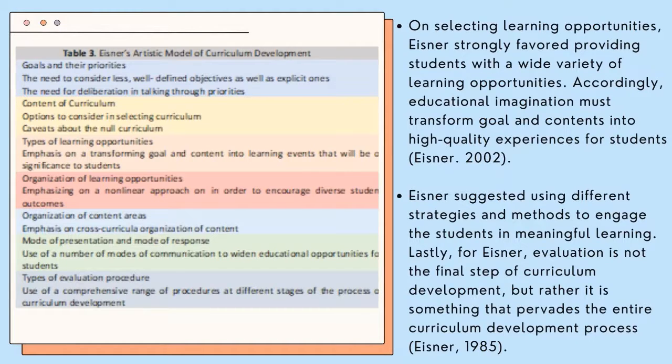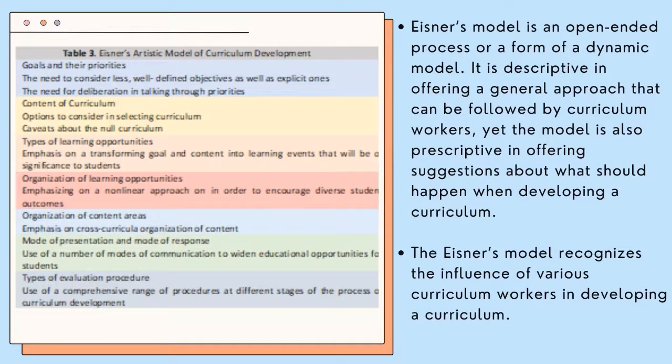Types of evaluation procedure. Use of a comprehensive range of procedures at different stages of the process of curriculum development. Lastly, for Eisner, evaluation is not the final step of curriculum development, but rather it is something that pervades the entire curriculum development process, meaning it can be integrated in every part. We can evaluate every part or every step. Evaluation was previously confined to the learning outcomes of the learner, but after it became of central interest to quality assurance in educational institutions, the concept of evaluation expanded to include evaluating the teaching process as a whole, yung study plans, the course content, learning resources, or the teaching methods. So sa lahat ng part, it is essential to evaluate.